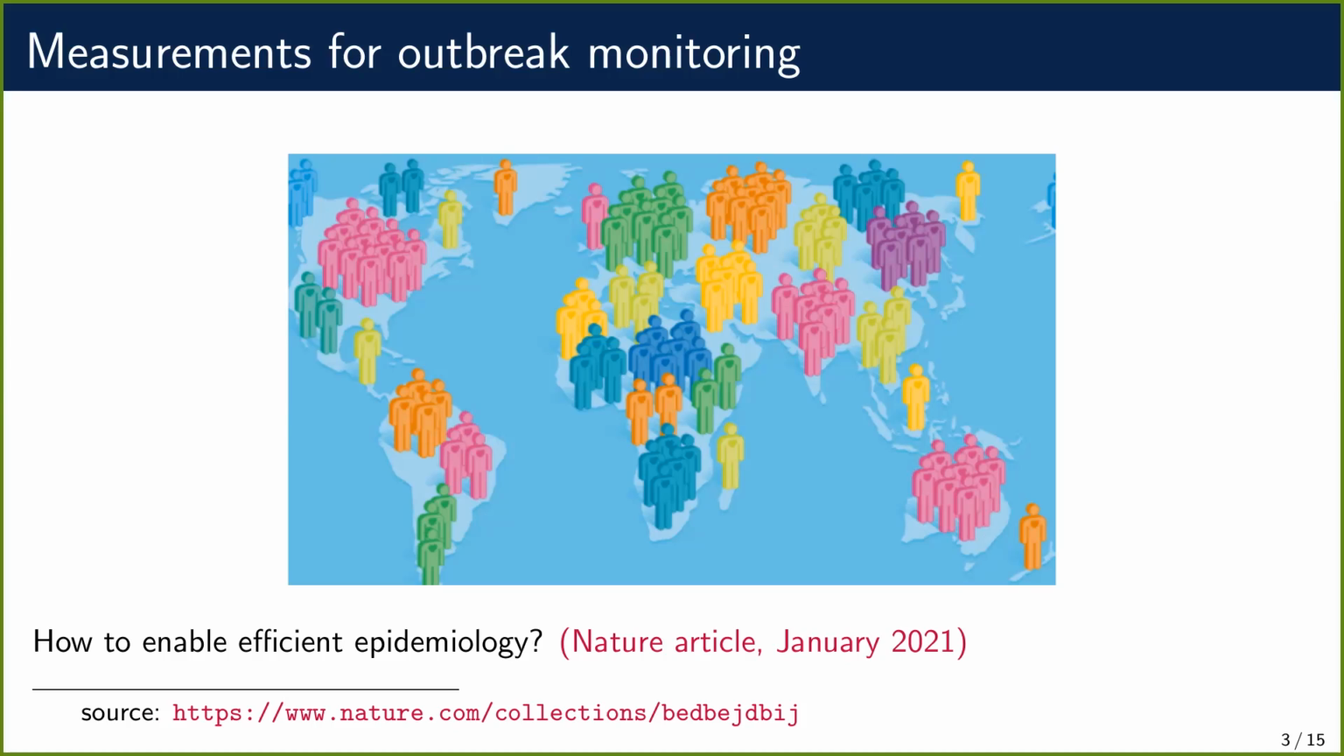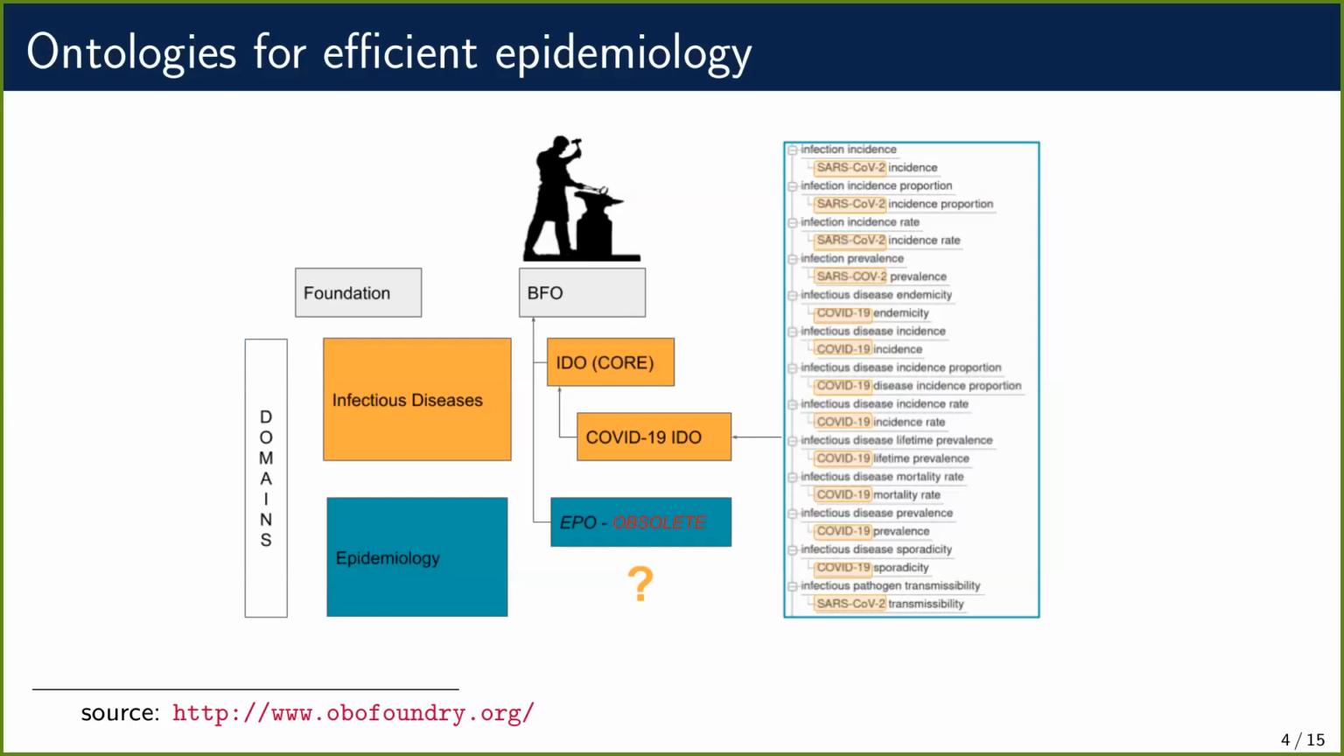So the question is how to enable this efficient epidemiology. So yes, ontologies. Ontologies are a well-known tool that enables efficient research. The OBO Foundry, for example, contains more than 100 ontologies in the biomedical and biological scope, all built on the BFO, the Basic Formal Ontology, as a foundation, to make all these ontologies interpretable for analysis.